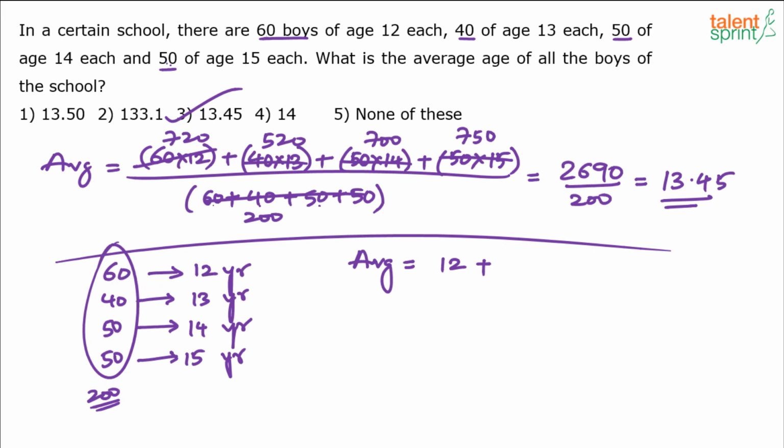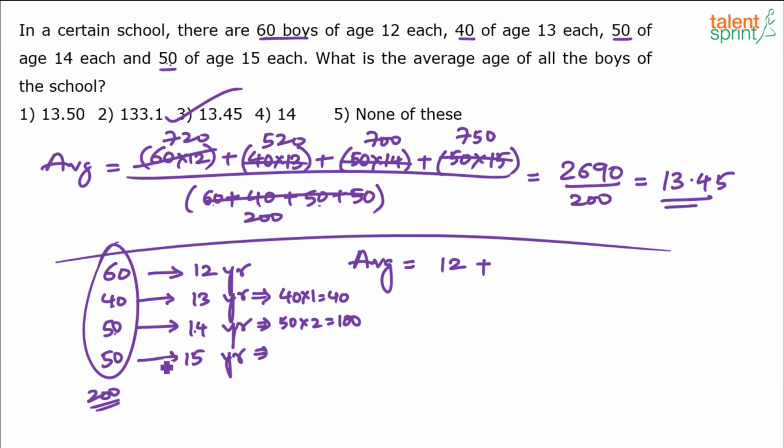60 boys with 12 rupees, 40 boys with 13 rupees. So how much extra do I get out of this? See, if the 40 boys had 12 rupees, no problem. But 40 boys have 13 rupees, which means each of these 40 boys has got how much extra? 1 rupee extra. How much is that total? 40 into 1, which is equal to 40 rupees. Now, look at this. 50 boys with 14 rupees each. Each boy has got 2 rupees extra. So 50 into 2, 100 rupees extra.